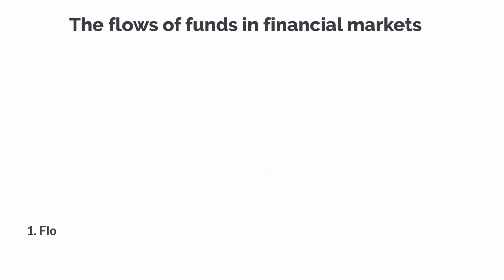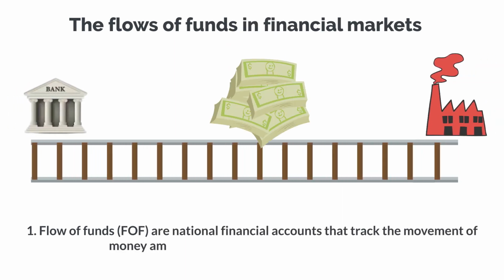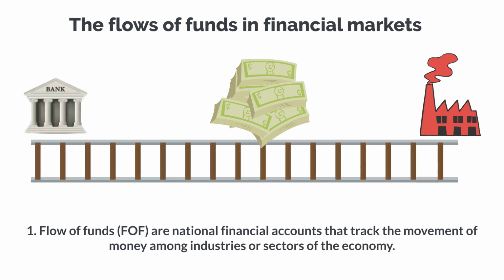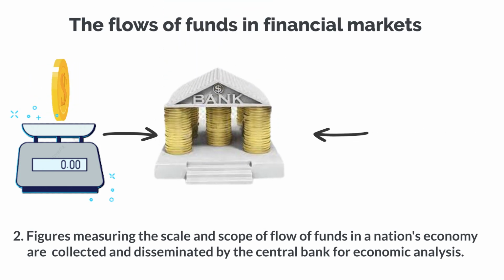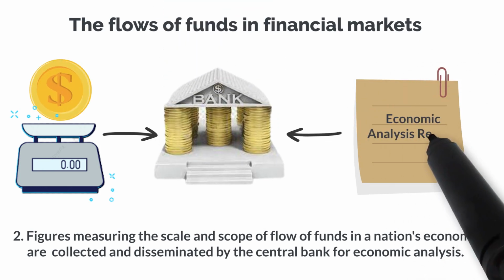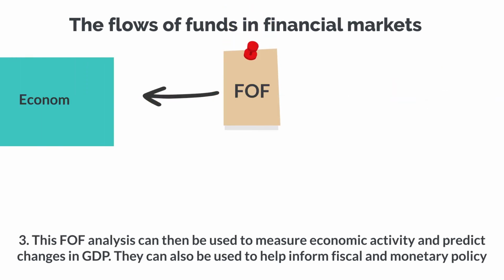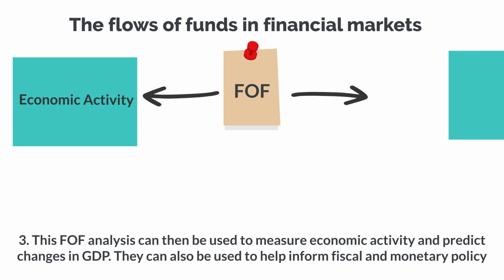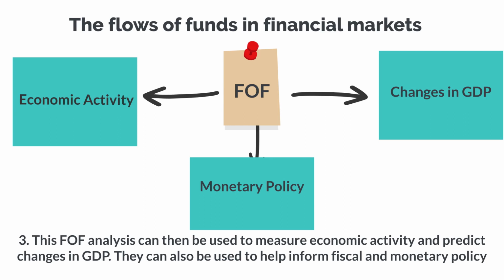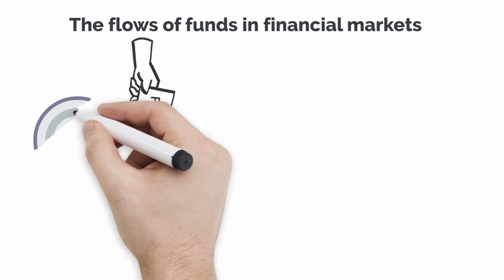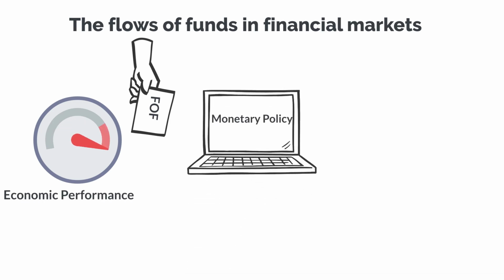Flow of funds, FOF, are national financial accounts that track the movement of money among industries or sectors of the economy. Figures measuring the scale and scope of flow of funds in a nation's economy are collected and disseminated by the central bank for economic analysis. This FOF analysis can then be used to measure economic activity and predict changes in GDP. They can also be used to help inform fiscal and monetary policy. The FOF accounts are used as a measure of economic performance. It is also used to formulate monetary policy.